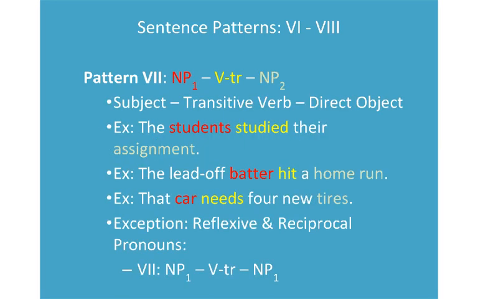Pattern 7 is a noun phrase plus a transitive verb and a direct object. So the students is our noun phrase. A transitive verb has a direct object. So what is it that they are studying? Their assignment, which is our noun phrase 2, which is a direct object. In other words, what they are studying. The leadoff batter, here our noun phrase. Hit, what did he hit? A home run, our noun phrase or our direct object. A direct object is a kind of noun phrase.